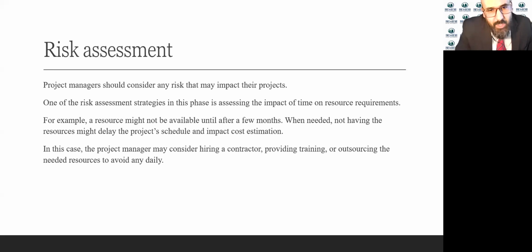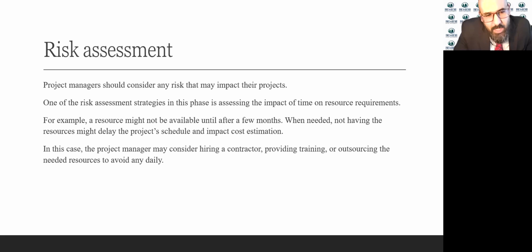Also, in the planning phase, what you want to do is risk assessment. You have to think about some of the risks that you may see while implementing this project. And one of the risk assessment strategies is assessing the impact of time on resource requirements.